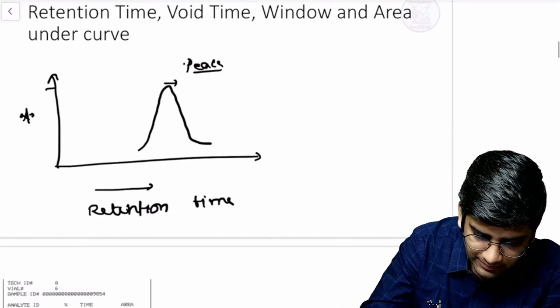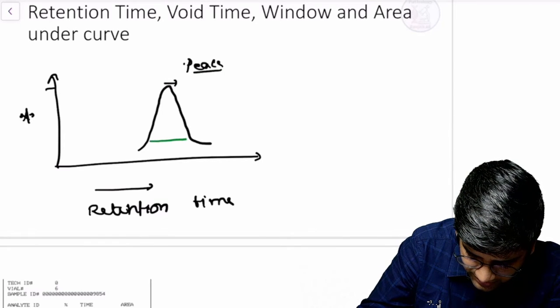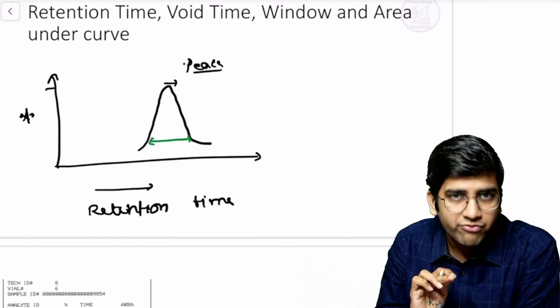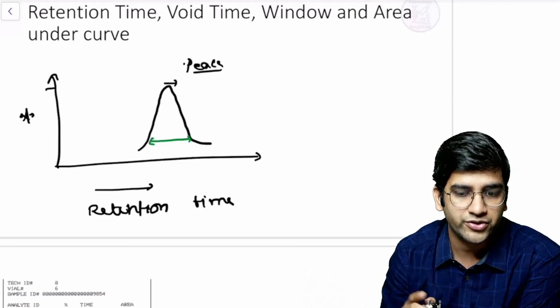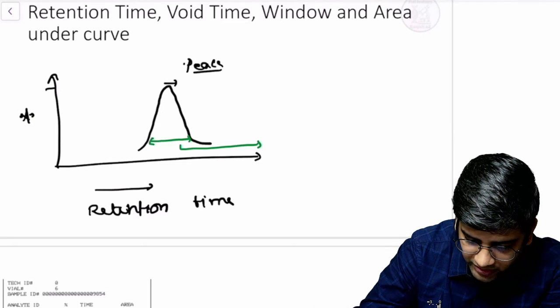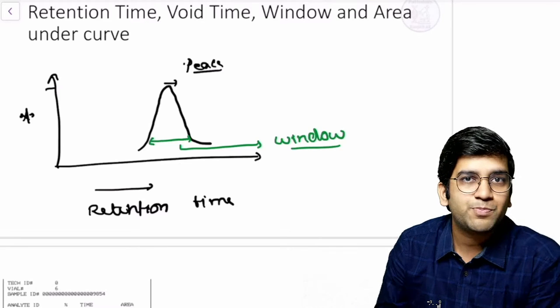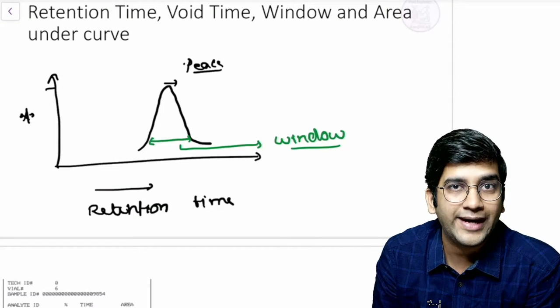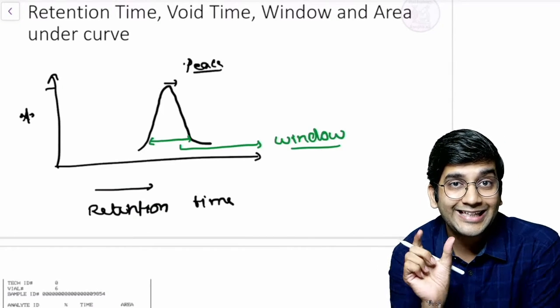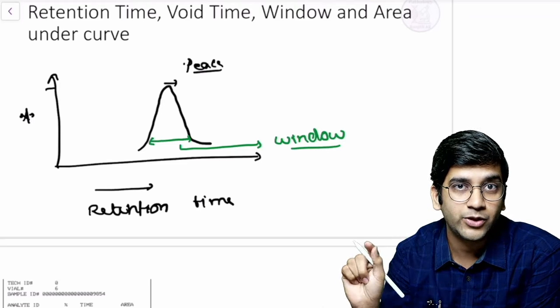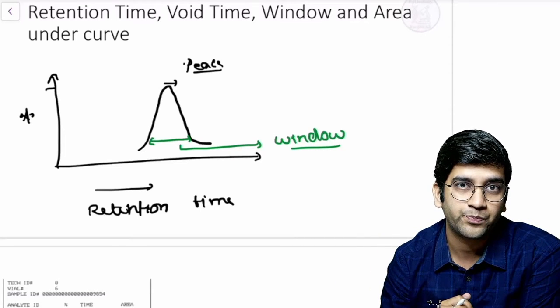Here, I'm using a different color. Let's say this entire thing. So I'm having a curve for this big duration. This entire thing is called a window. We look at multiple windows. There's something called P1, P2, P3, A0, A2. Multiple windows are there. The entire thing is a window, from the start to the end.